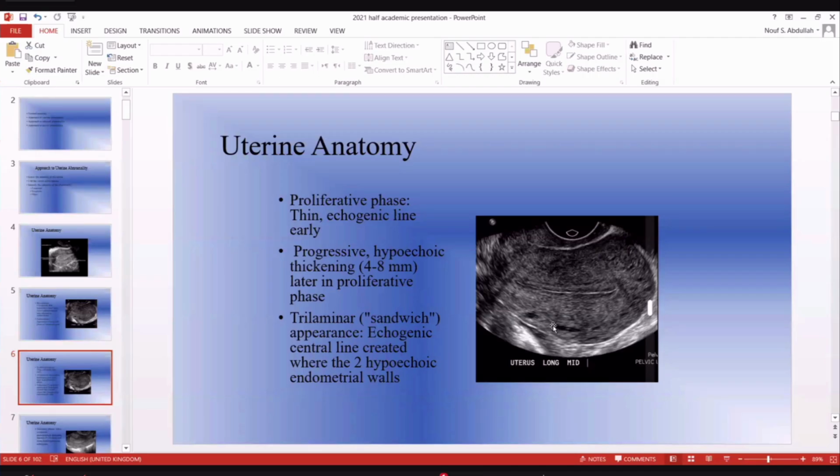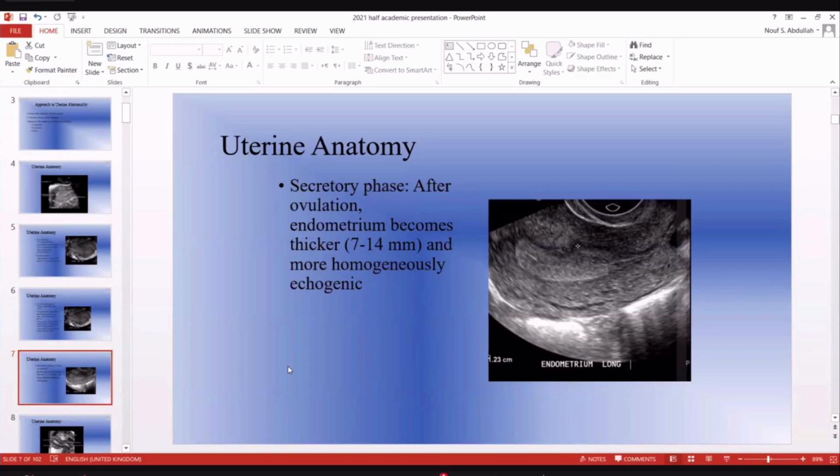Why would this be very important? Because whenever the patient is premenopausal, you have to know which cycle she is in. If she's in the secretory phase and you measure the endometrium at 16 millimeters, you don't call it abnormal because this is expected. However, if you have a postmenopausal woman with an endometrium measuring 10 millimeters, you would not ask about the cycle, and you know that this is definitely abnormal.